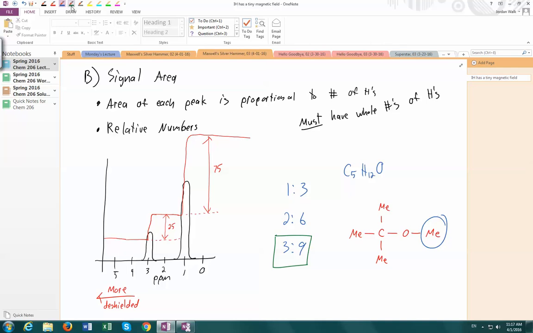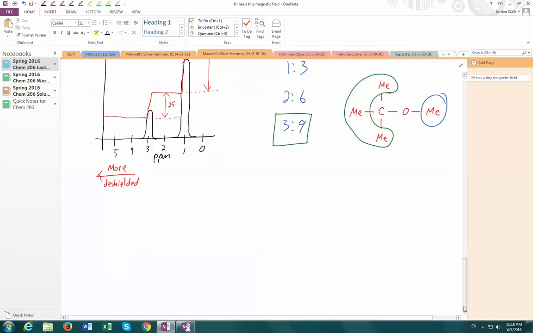And then we've got the other 9. Are these all equivalent? Yeah, these are definitely all equivalent. So we can see those are further away from the oxygen, and so they're going to be more upfield, more shielded, and so they end up being there at 1. All right, so we've got 2 signals expected from this molecule. And so not only do we see separate signals, but those signals are going to have areas, and we can determine what the ratios of protons are from those areas. All right, that's all we're going to do with peak area.